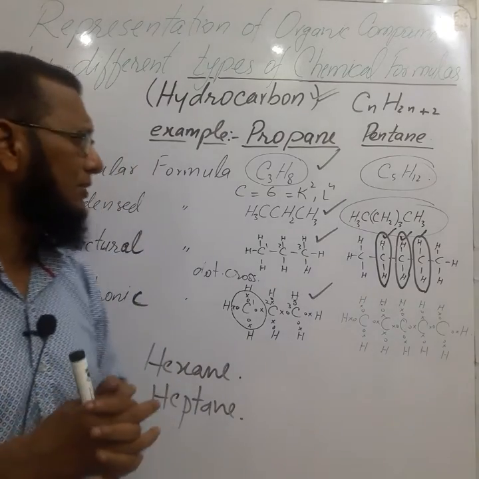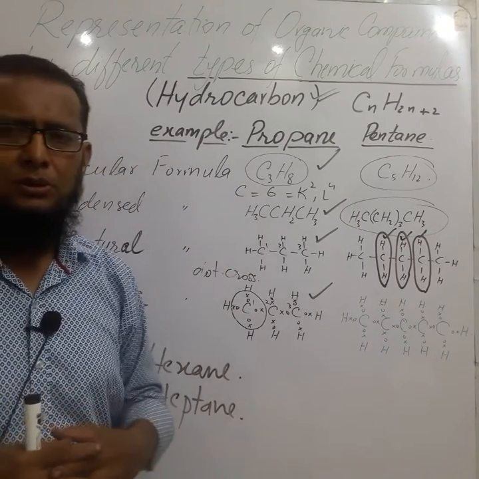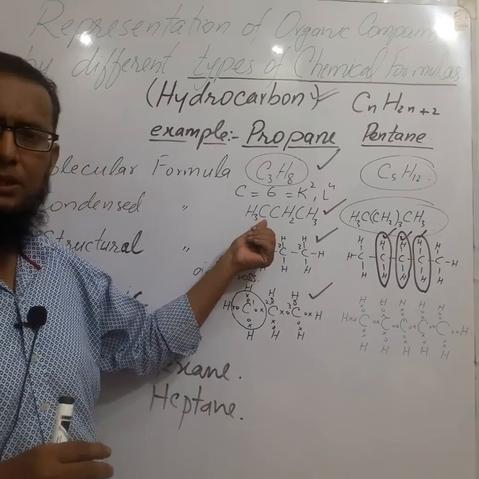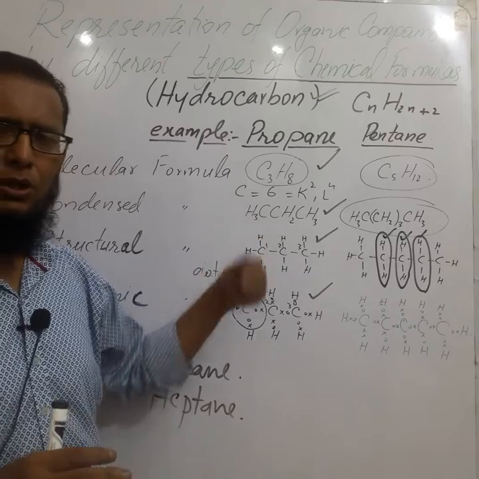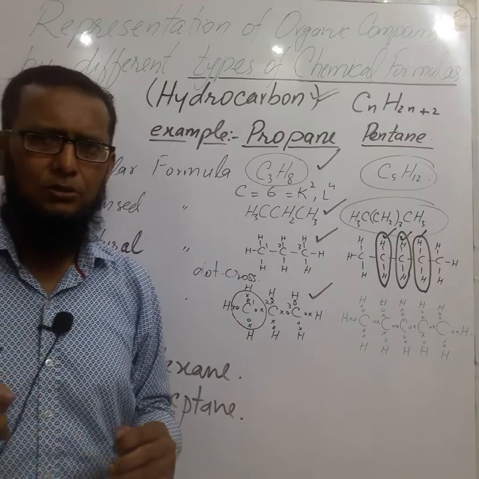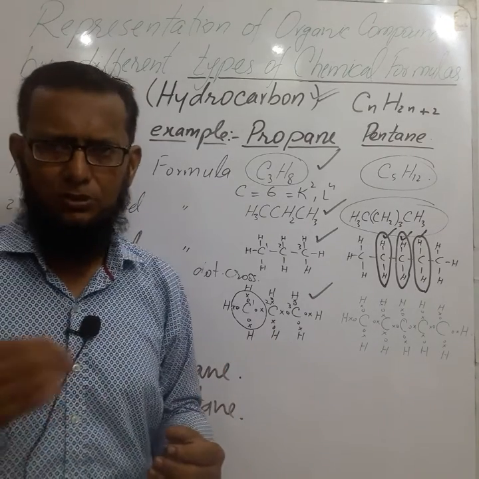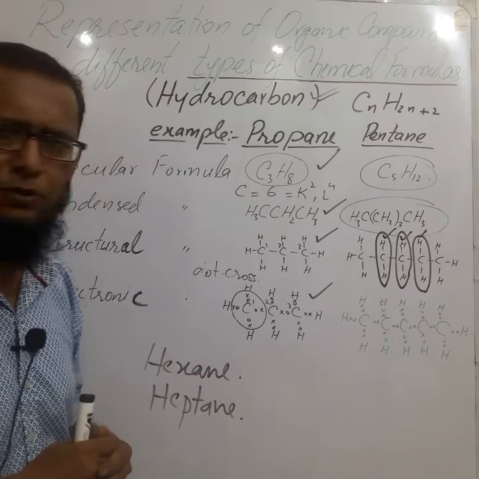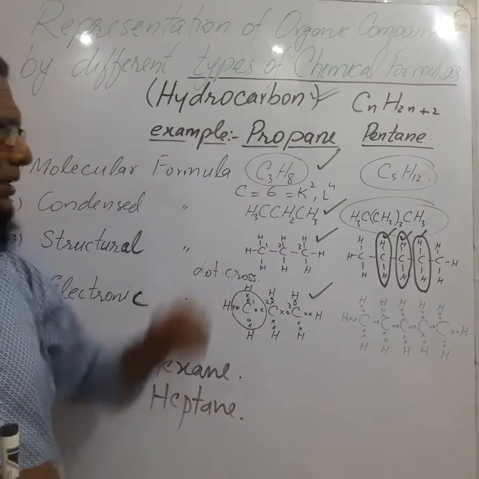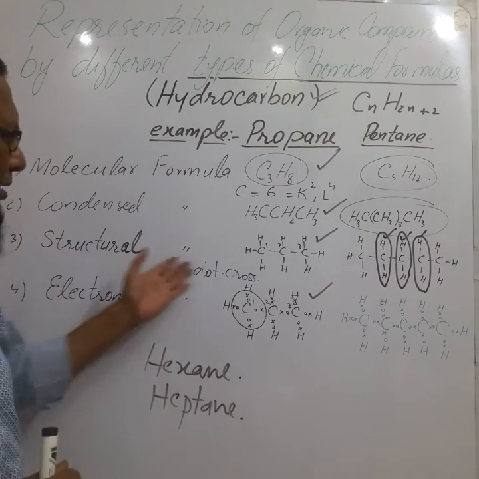What is the condensed formula? It is the condensed form of the compound in which it is only shown which carbon is attached to how many hydrogens. It also doesn't show any single bond, double bond, or any bonding in electron pair or shared pair form. So it is the condensed or combined form of any organic compound. Now the structural formula.